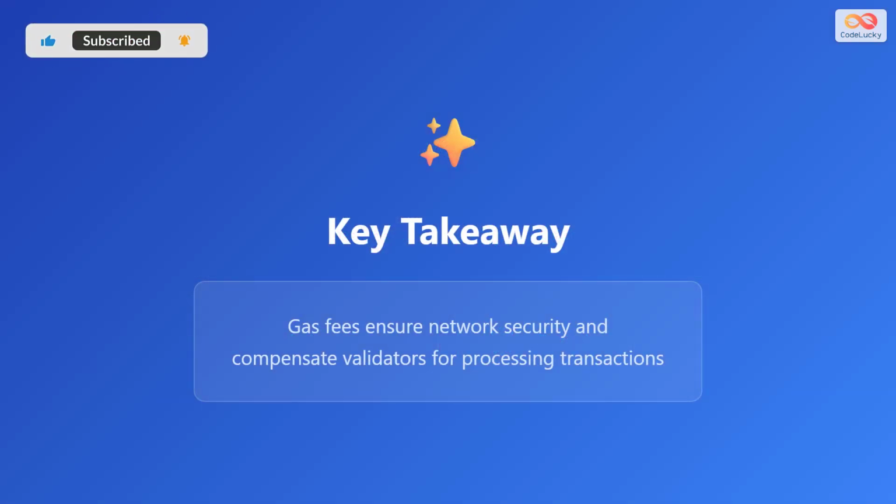Here's what you need to remember. Gas fees aren't just arbitrary charges, they serve a critical purpose. They ensure network security by making spam attacks expensive. They compensate validators for processing your transactions and maintaining the blockchain. While fees can seem high at times, they're the cost of using a secure, decentralized network. Understanding gas fees helps you make smarter decisions about when and how to transact on Ethereum.